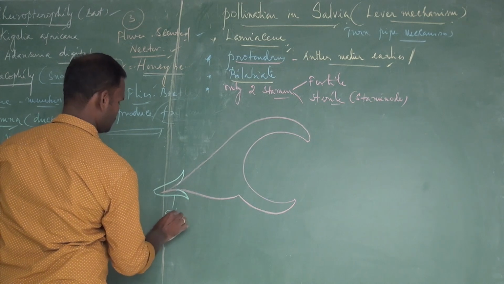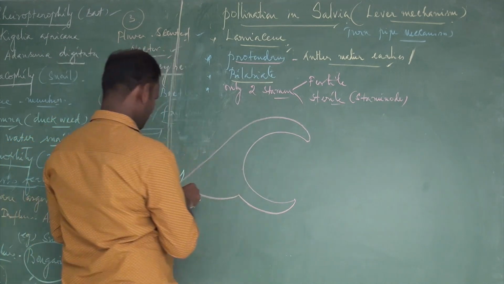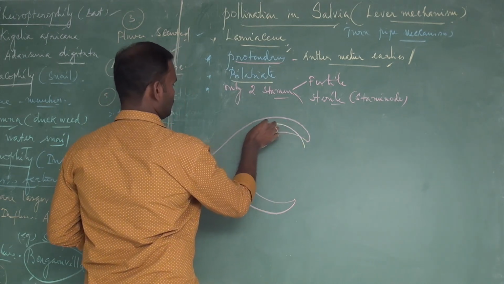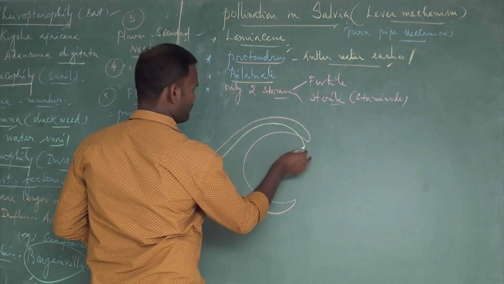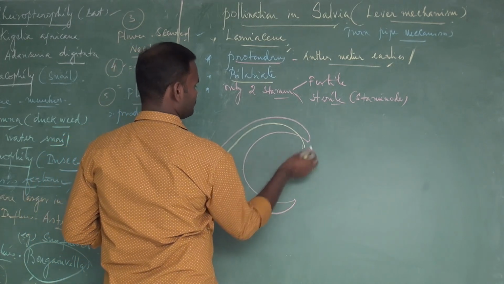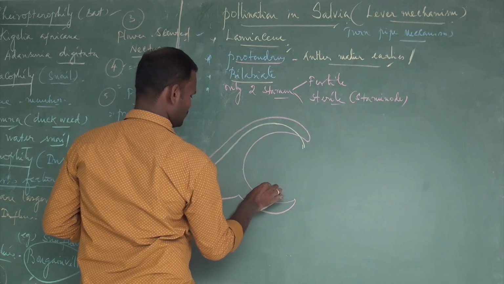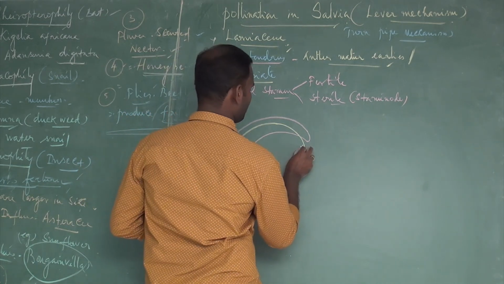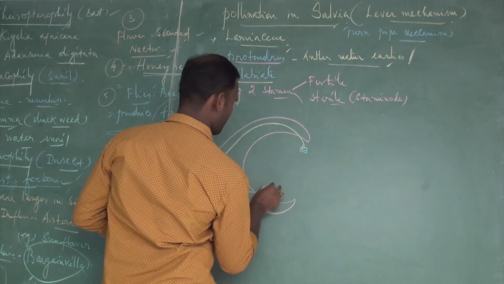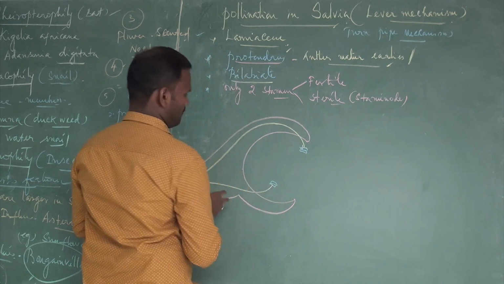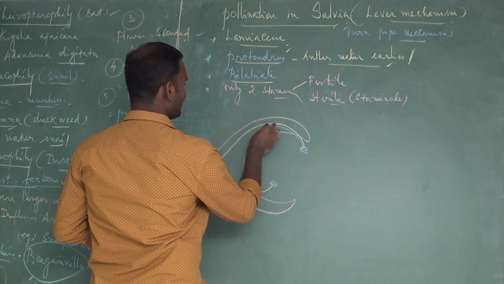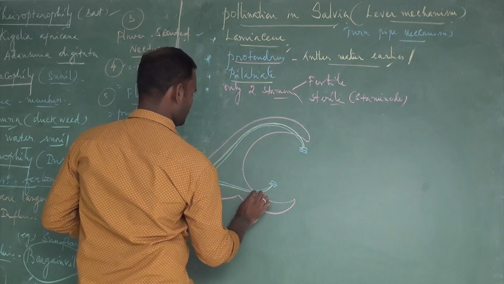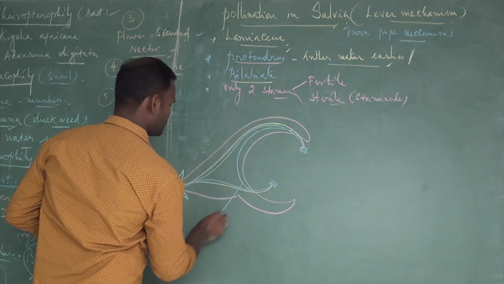It's a calyx, this is a corolla. Only two stamens. The upper stamen is called fertile, the lower stamen is called sterile stamen. But both the stamens are interconnected by a tissue called connective tissue.